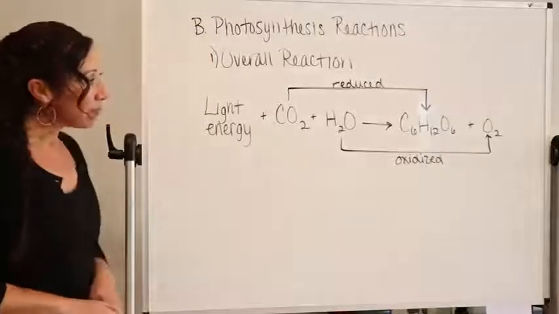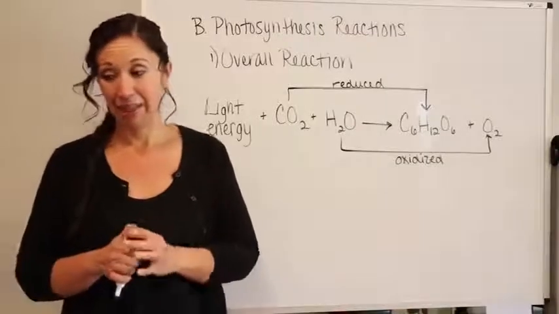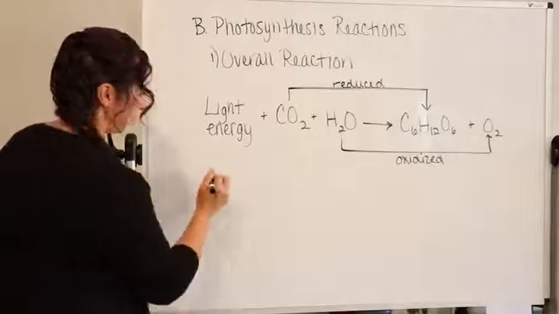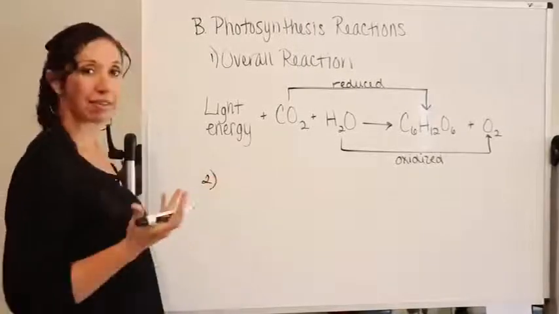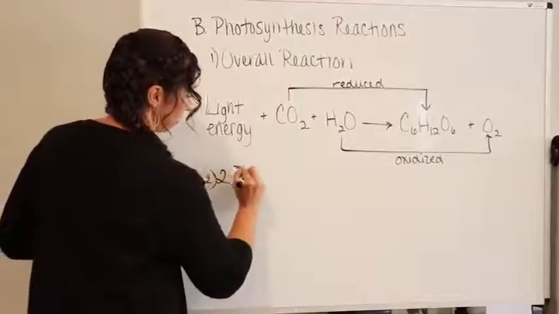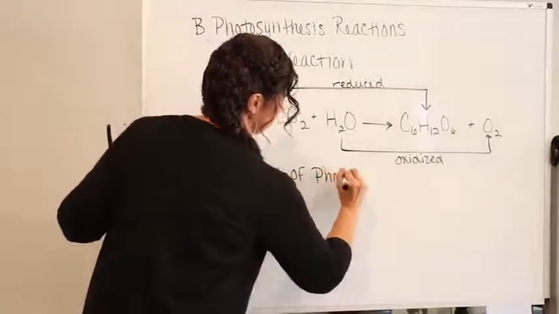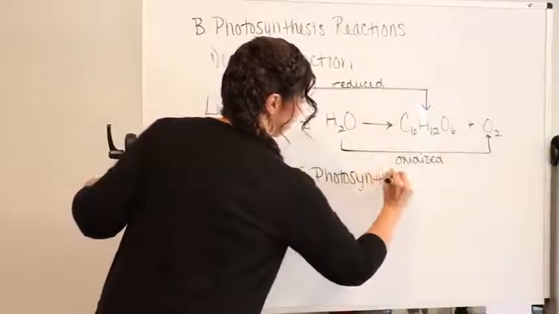So within photosynthesis, there are two phases of photosynthesis. So let's go over them. Here we go. So two phases. Whereas cellular respiration had three, this only has two. So two phases of photosynthesis. And then we're going to get into the details of them, of course.